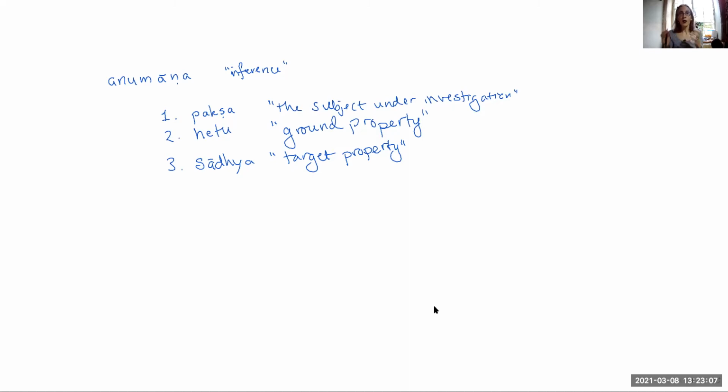But in order to use a little bit of shorthand, we're not going to have the full symbolic notation that we have for the other logics that we've studied, but we will introduce some symbolic notation for representing some of these different formal features. So in general, we will use little p for the Paksha, capital H for the Hetu, and capital S for the Sadhya. This is picking up some of the syntax of predicate logic, where our properties and predicates got capital letters and our names for individuals, so our constants, got lowercase letters.